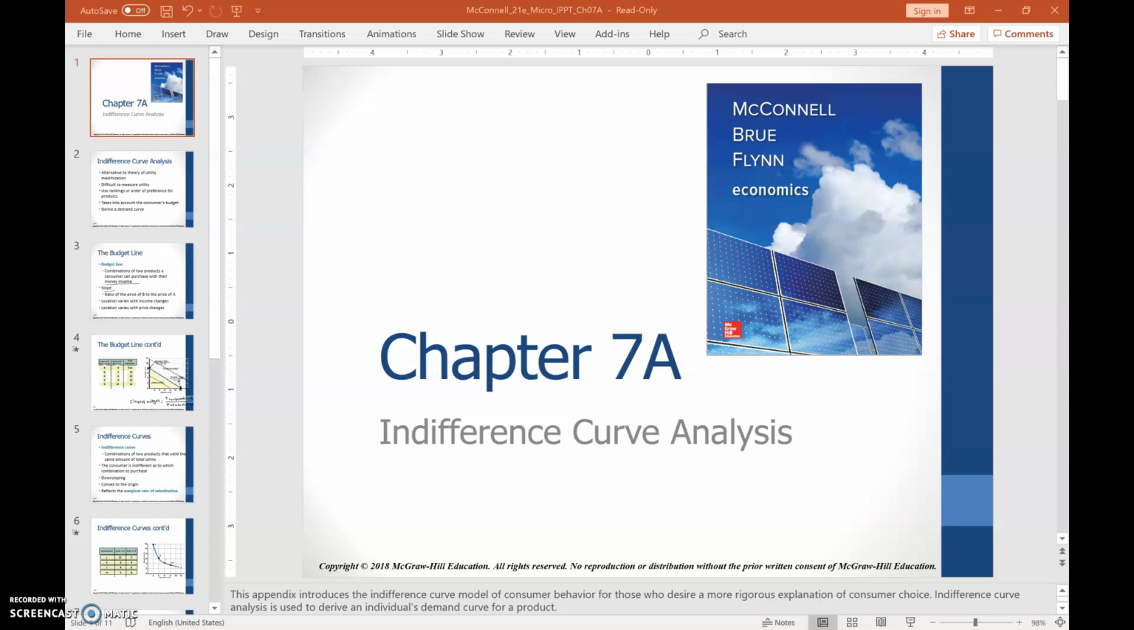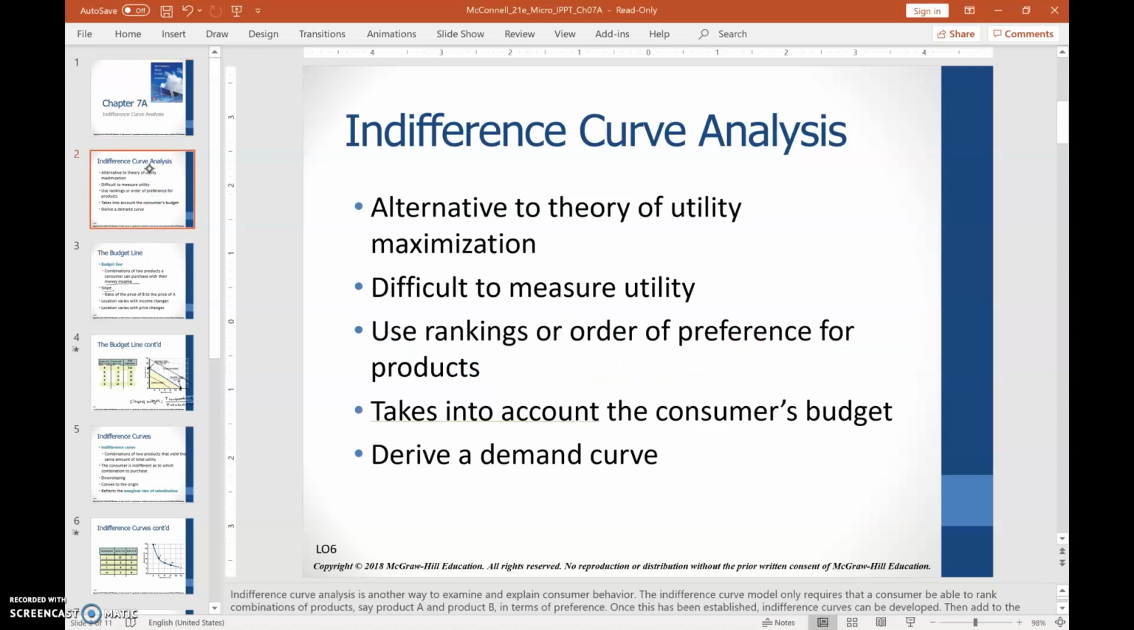Hey everyone, let's take a look at this indifference curve analysis. The indifference curve analysis is an alternative to the theory of utility maximization, and this is just ranking the preferences for consumer products.